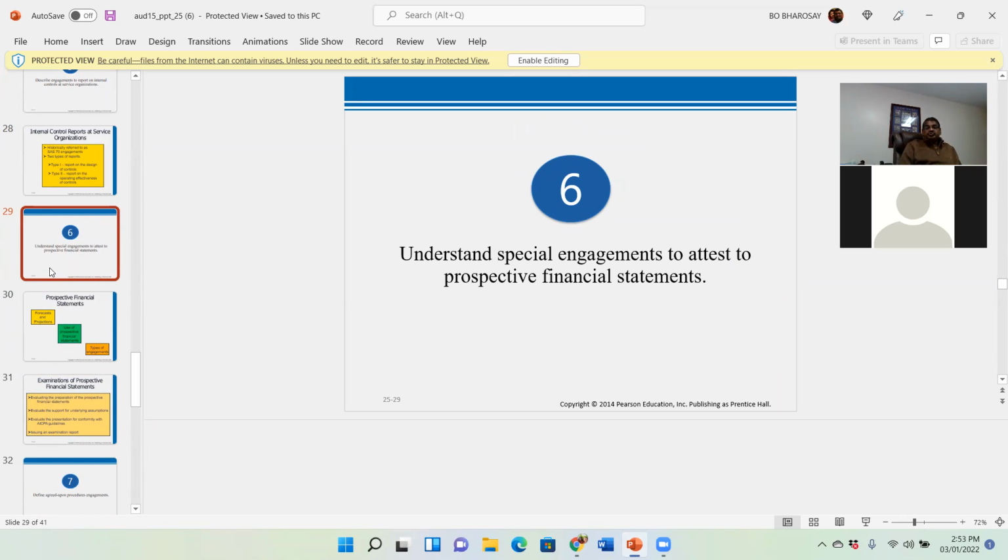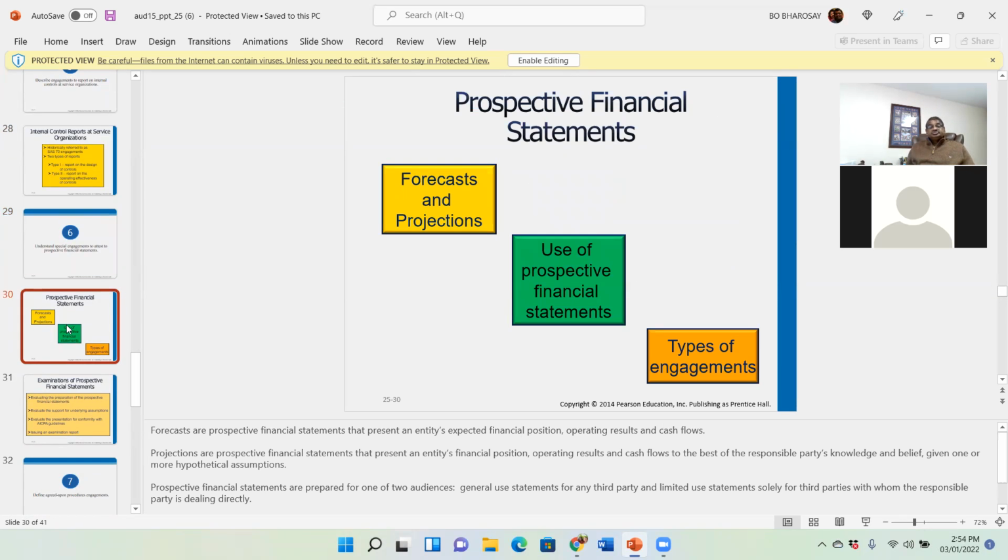Special engagement to attest to prospective financial statements. Prospective financial statements are basically forecasts and projections. We're not going to deal with this in depth, but occasionally we are called upon as accountants to provide forecasts and projections, especially if a company is trying to raise finances, or is a startup, or is looking to sell its securities to the public. We need certain forecasts and projections of what their income is going to look like.